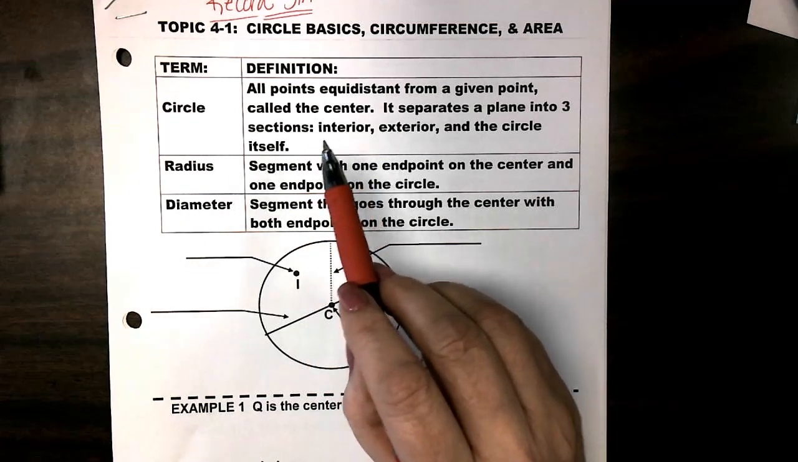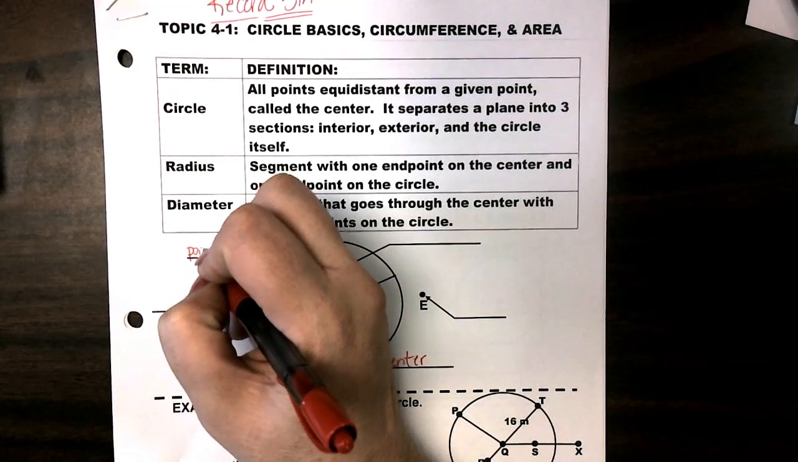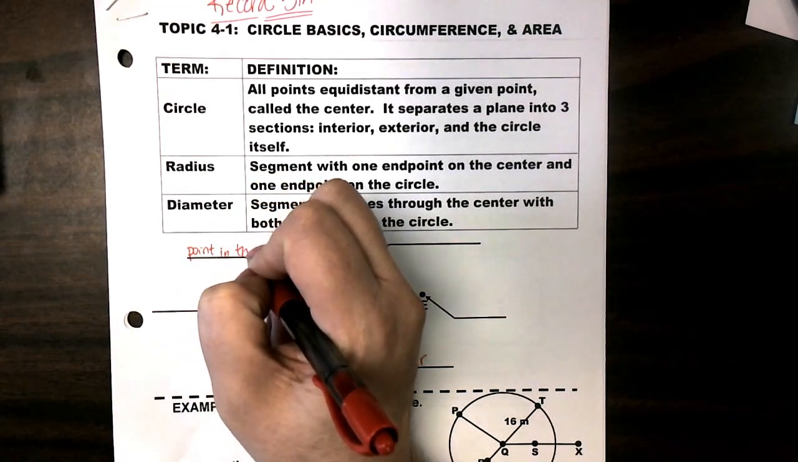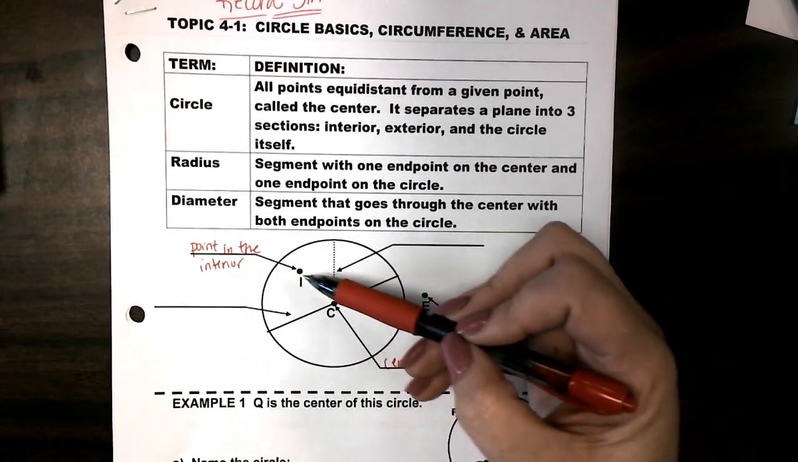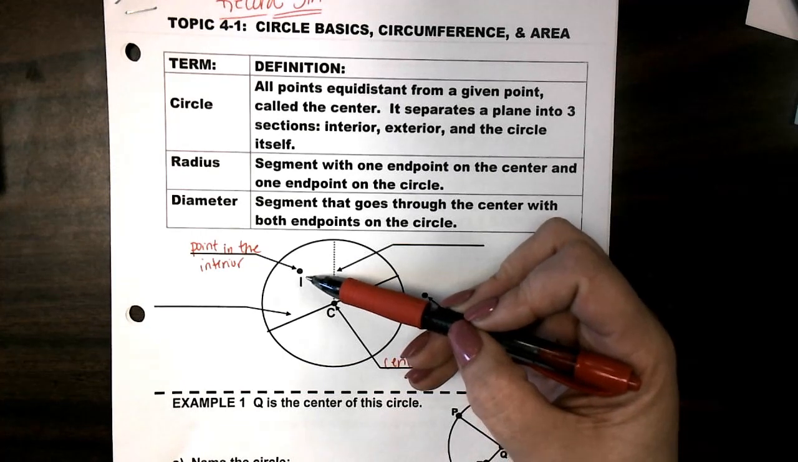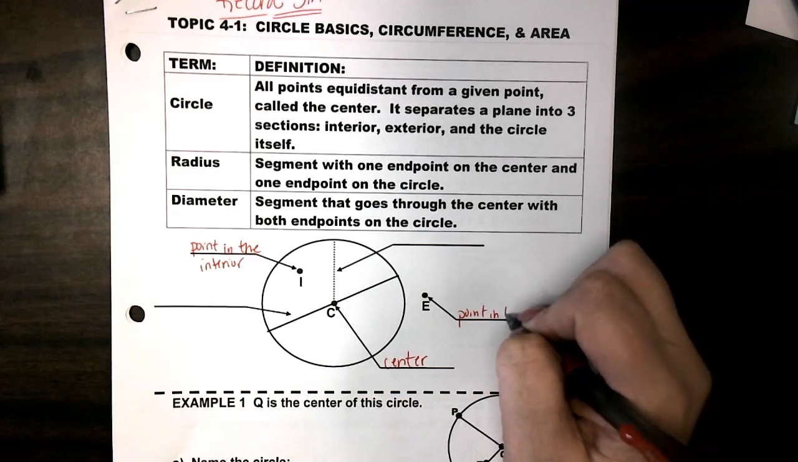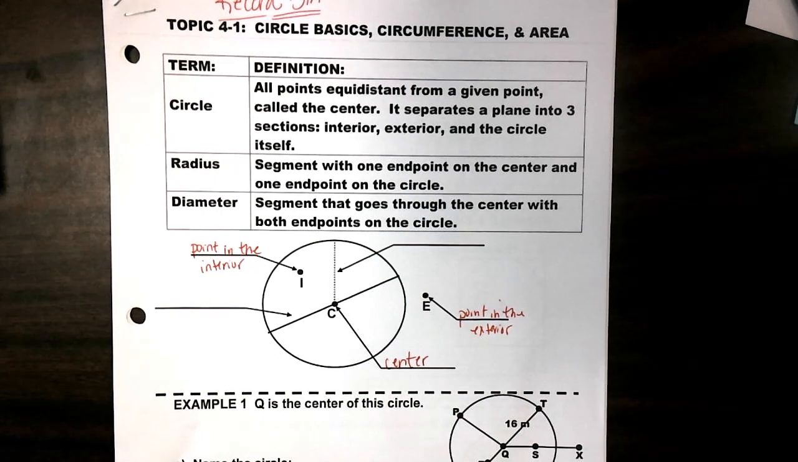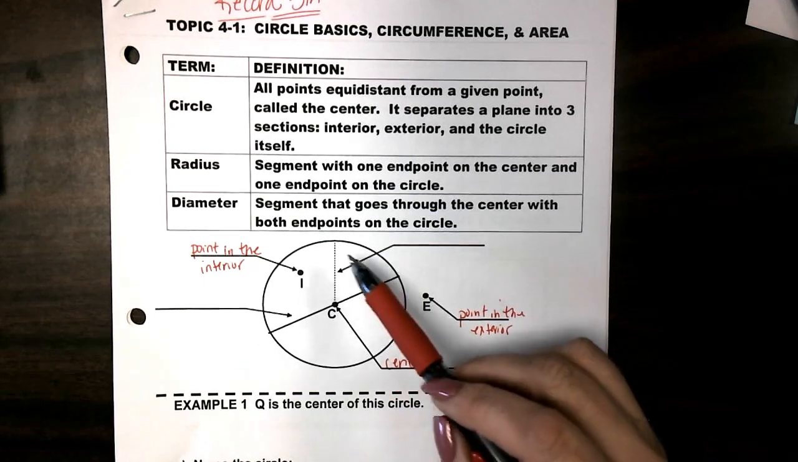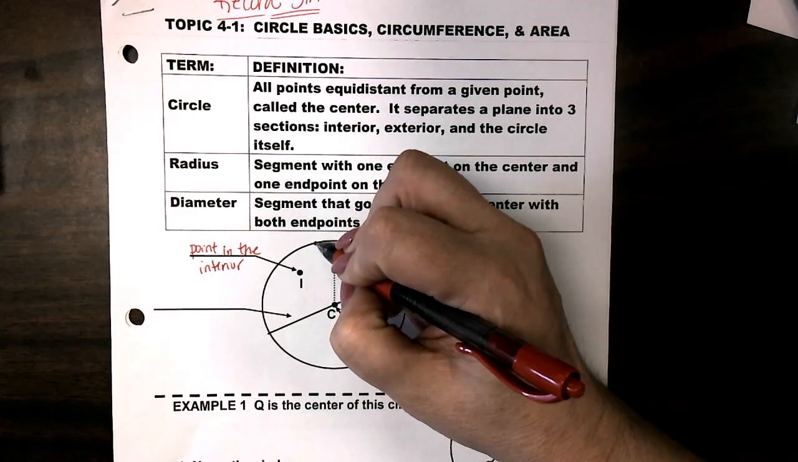So inside the circle, we would call this point I on the interior. So this is a point in the interior. All right, and so that point is considered a point inside the circle, in the interior of the circle. E is an example of a point in the exterior of the circle. And then we don't in this picture have any points on the circle itself, but if there was a point, say right here, that would be a point on the circle.